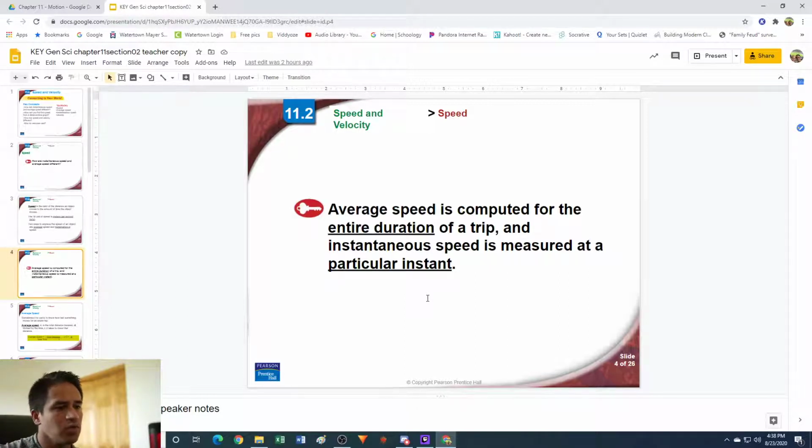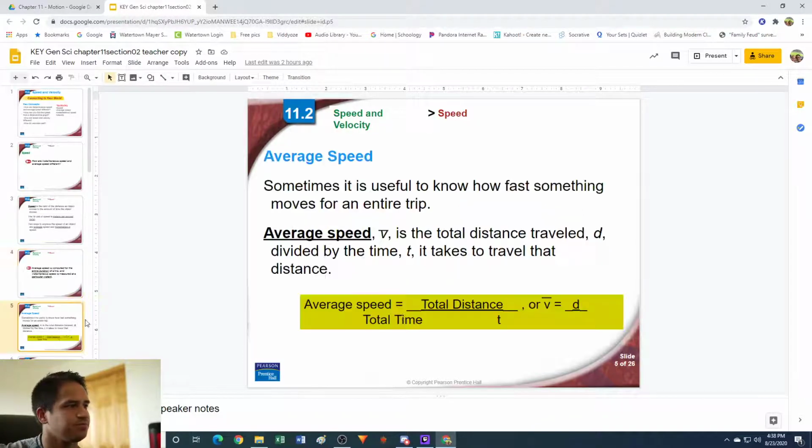Or, and we'll look at the equation for this in a second, you could take the total distance of the whole trip divided by the total time. That would also give you an average. Either way, average speed is a speed over a long period of time where speed changes. There might be times you're going faster or slower, and the average smooths it all out. Whereas instantaneous speed is at a particular moment. We'll get into some examples of that in a second.